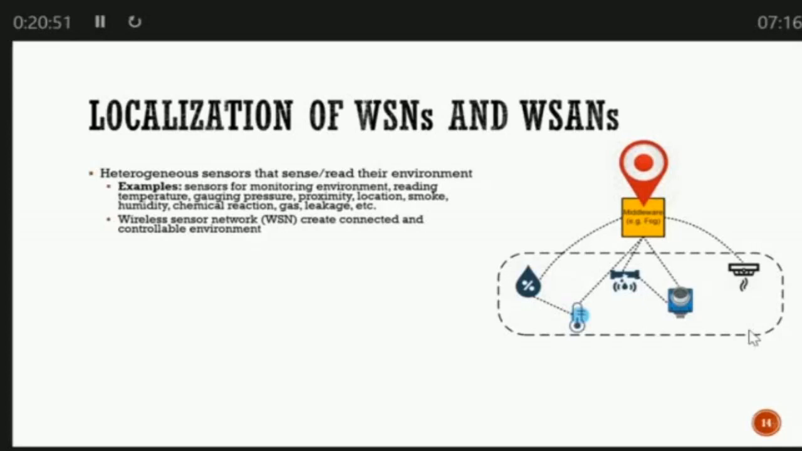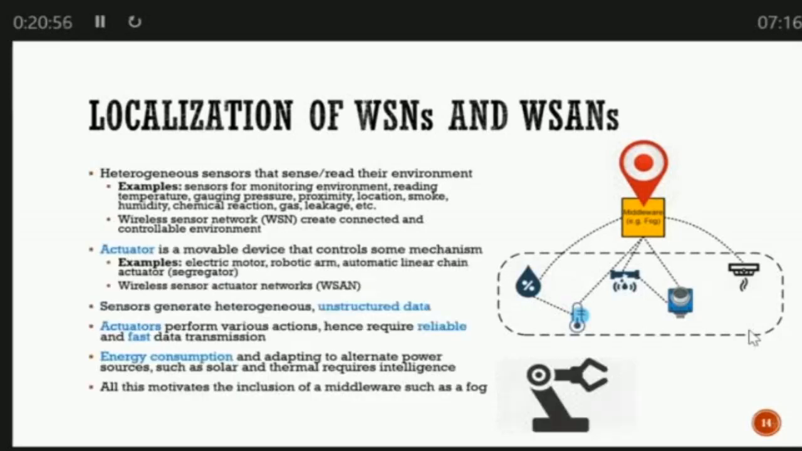And when we talk about actuators, an actuator is a device that can somehow move and control its environment. A sensor is a stationary thing, a static thing. But in case of actuator, the actuator can move, as you can see in this picture.